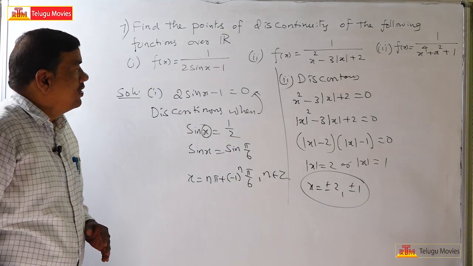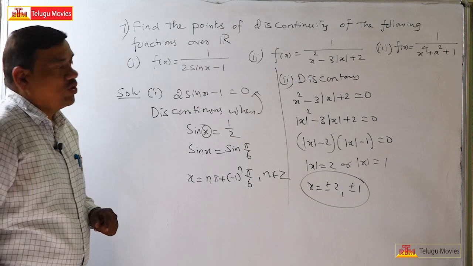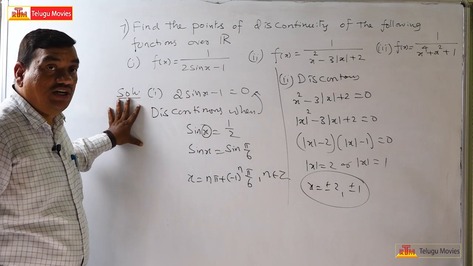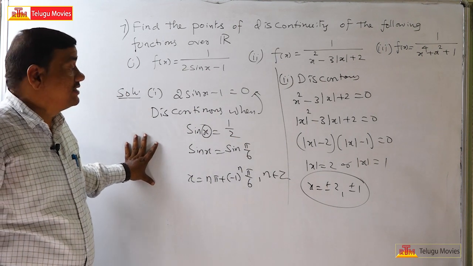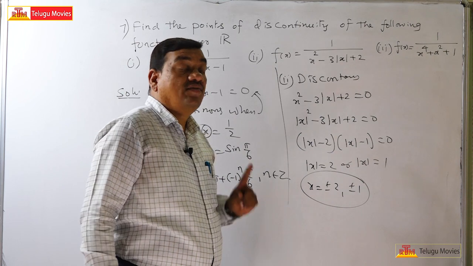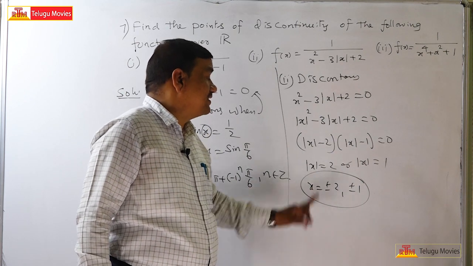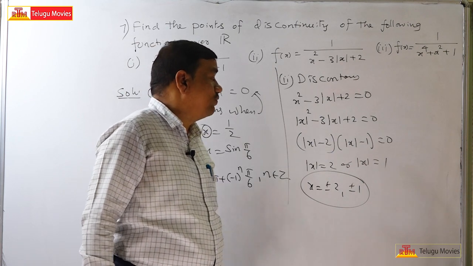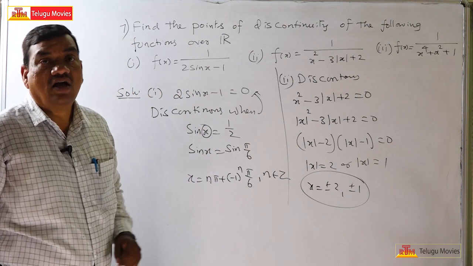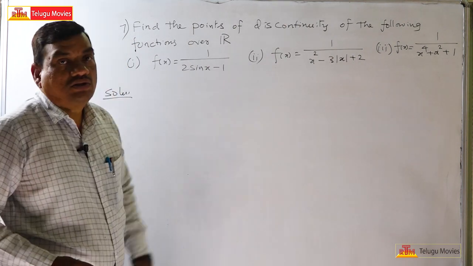Okay, now let us see the third problem. So the first is discontinuous at an infinite number of points. This function is discontinuous at 4 points where x = 2, x = −2, x = 1, x = −1. Okay, now let us see the third problem. Welcome to the third bit.